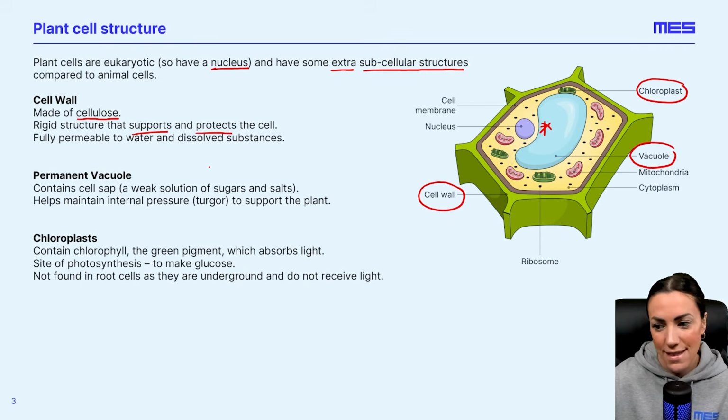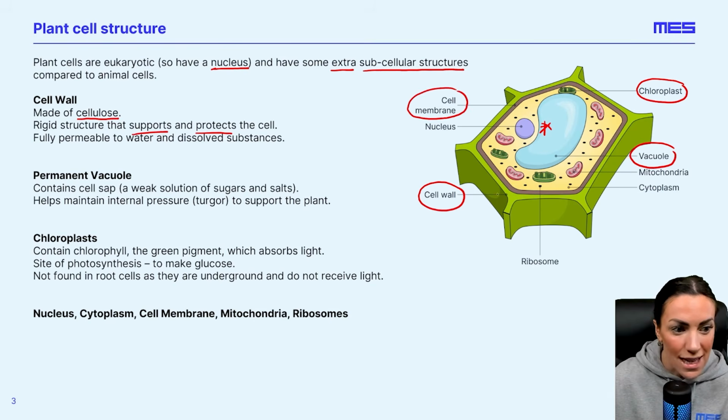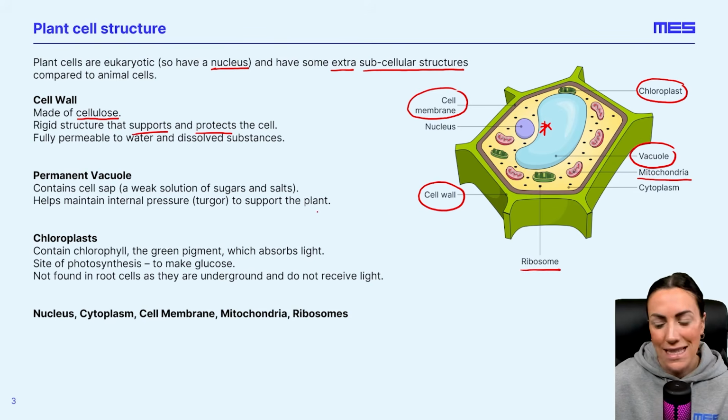They cannot photosynthesize. As well as these extra 3 structures, they also have the same subcellular structures that we went through with the animal cell. So they also have a nucleus, they also have cytoplasm, they will have a partially permeable cell membrane, which remember is inside the cell wall. So the cell wall is on the outside, which you can see in green. The cell membrane is inside of that, which you can see in brown. They also have mitochondria for aerobic respiration, and they will also have ribosomes for protein synthesis.